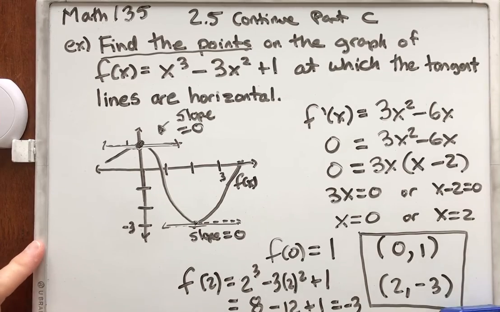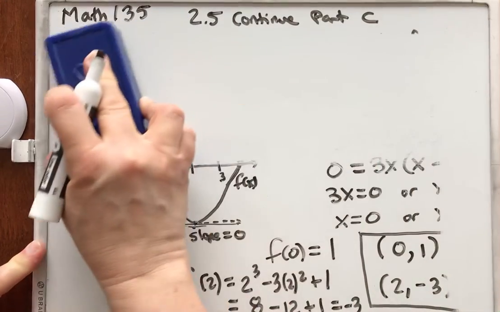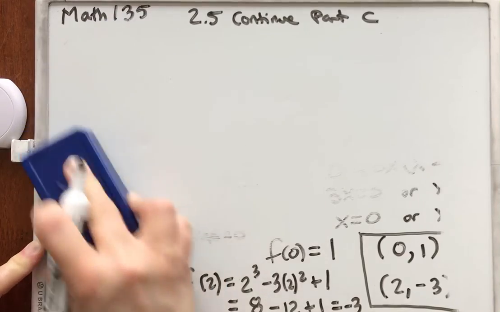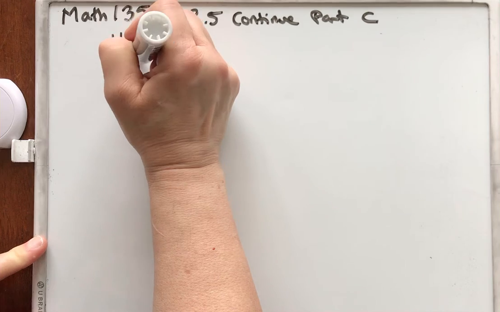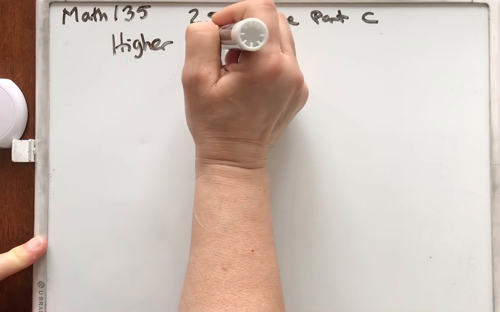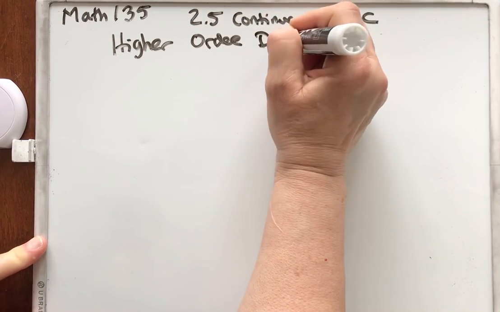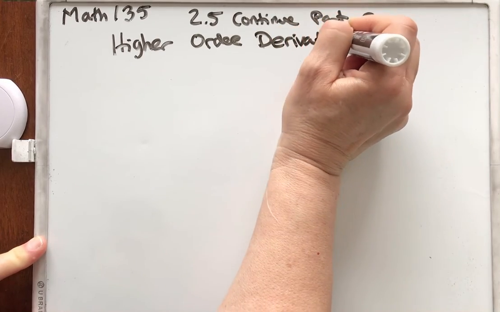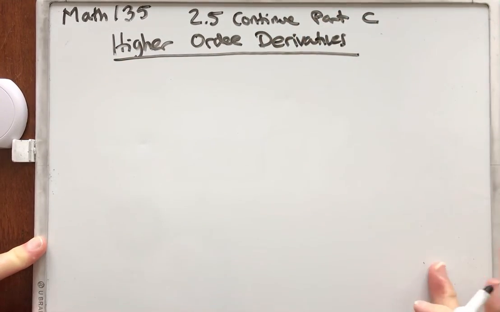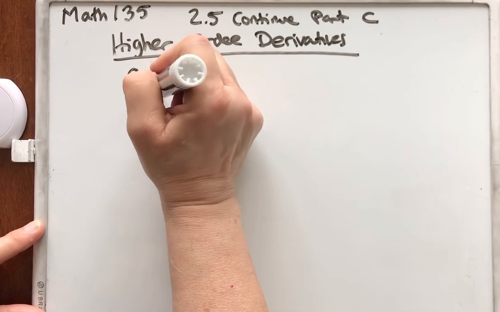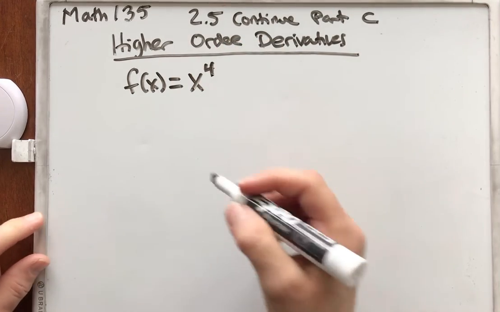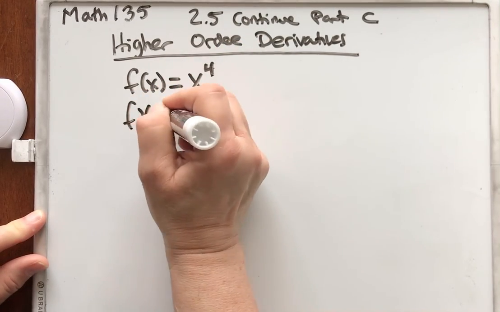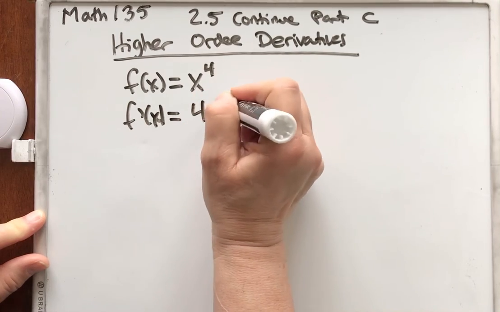Okay, let's go on to our last discussion in this section. We're going to look at higher order derivatives. Now it sounds like it's complex, but it's really not. Here's an example. If we have f of x equals x to the fourth, and we take the derivative, we have f prime of x equals 4x cubed.